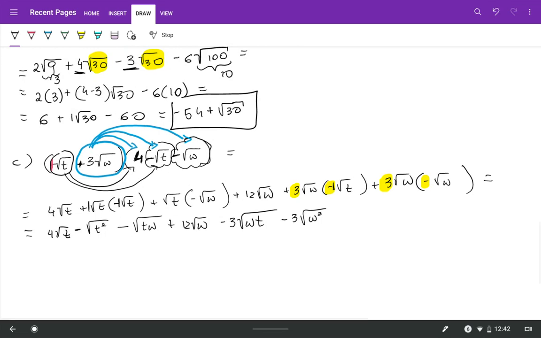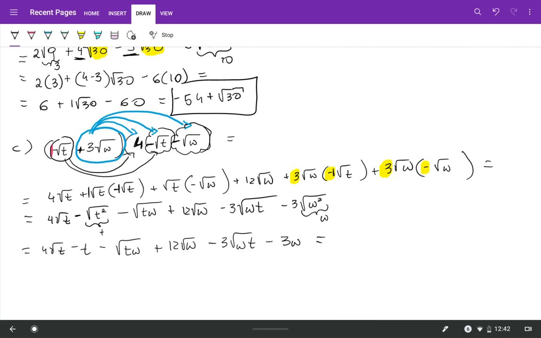Okay. So time to simplify. 4 square root of t minus, we know the square root of t squared is just t. So this is minus t minus square root of tw plus 12 square root of w minus 3 square root of wt minus 3, and we know the square root of w squared is just w. So if we can, we should combine like terms.